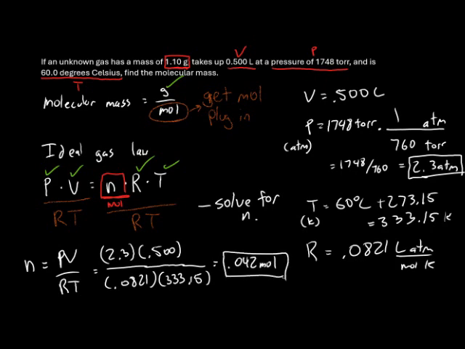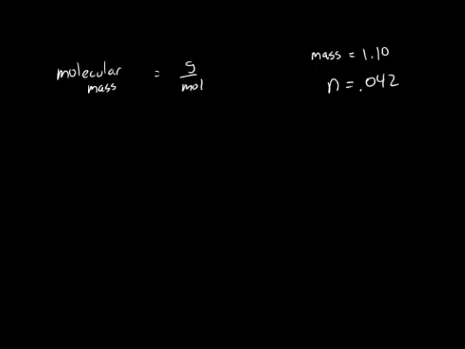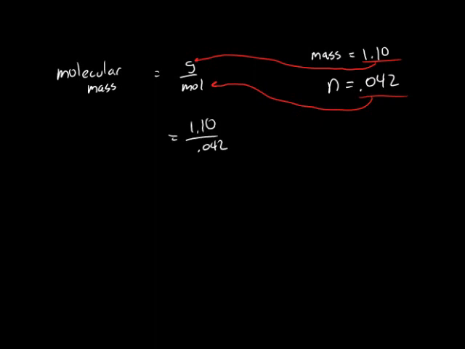Now that we have our moles, we can find our molecular mass. Now the mass that we were given at the beginning of the problem was 1.10 grams. That will go into the top position, and the n that we found with the ideal gas law will go to the bottom position. Therefore, our molecular mass will be 1.10 divided by 0.042. If we do the division, we will get 26.16 grams per mole.